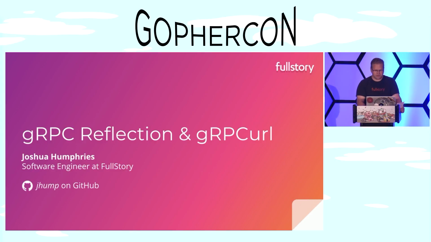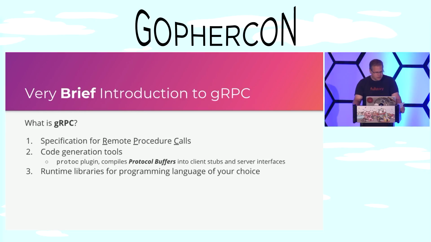So gRPC is a specification for RPCs, and what I mean by that is it's a protocol specification built on top of HTTP2. The specification describes how procedure calls map to the HTTP2 protocol. It also specifies language agnostic semantics around the life cycle of an RPC and cancellation and error handling, such as a canonical set of error codes for servers reporting failures to clients.